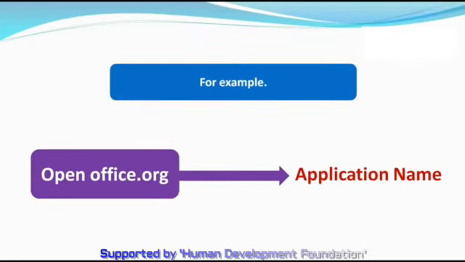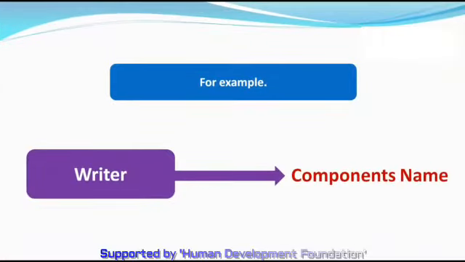Had this file been saved, we would see the name of that file here. Also, written here is openoffice.org, which is the name of the software. In the end, you also see Writer is written. This is the name of the component of OpenOffice which we are using.